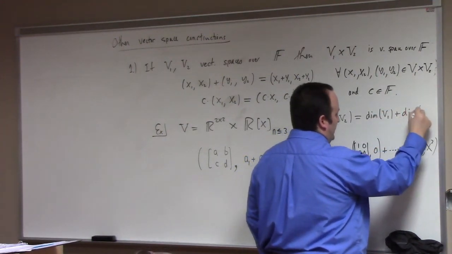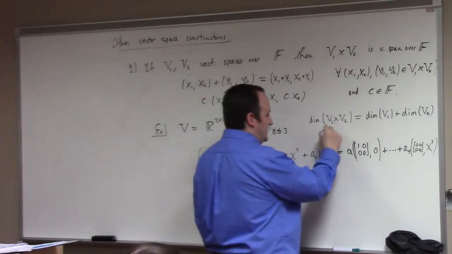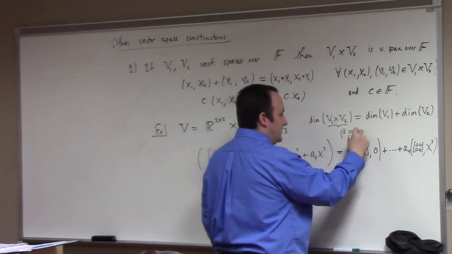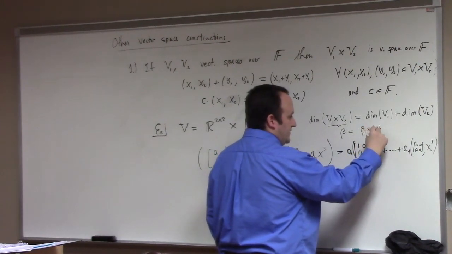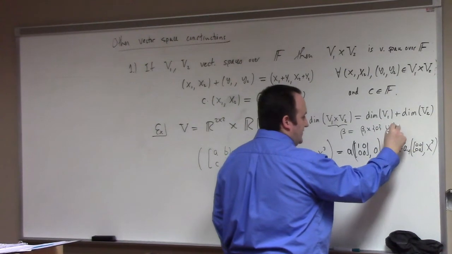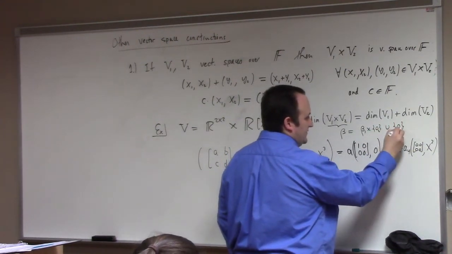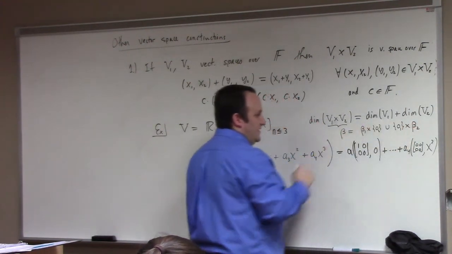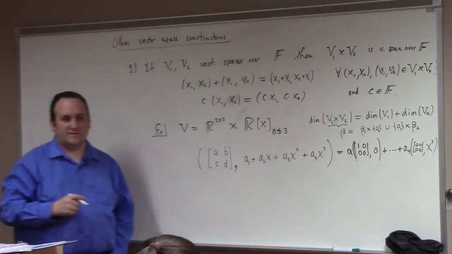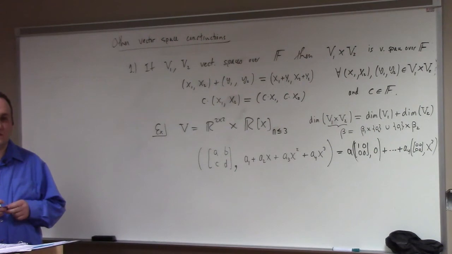How would you construct a basis? Here's what you do. The basis for this you can form by taking the basis for the first vector space crossed with the 0 vector of the second space, and unioning that with the 0 vector for the first space, Cartesian product with beta 2. That concatenation will serve as a basis for this Cartesian product. You just append zeros and make them into tuples.